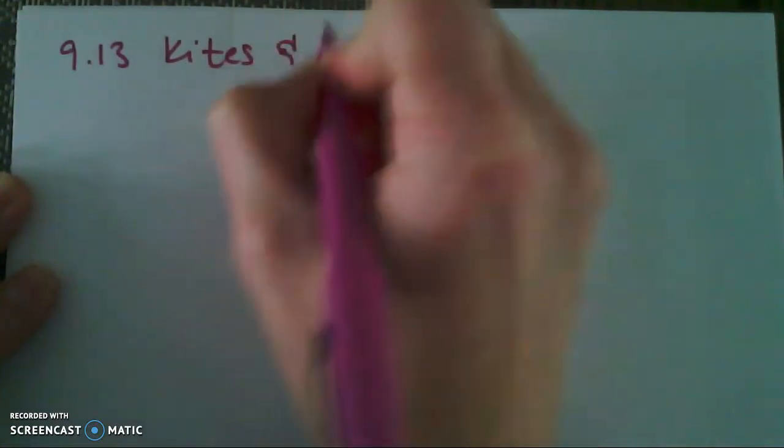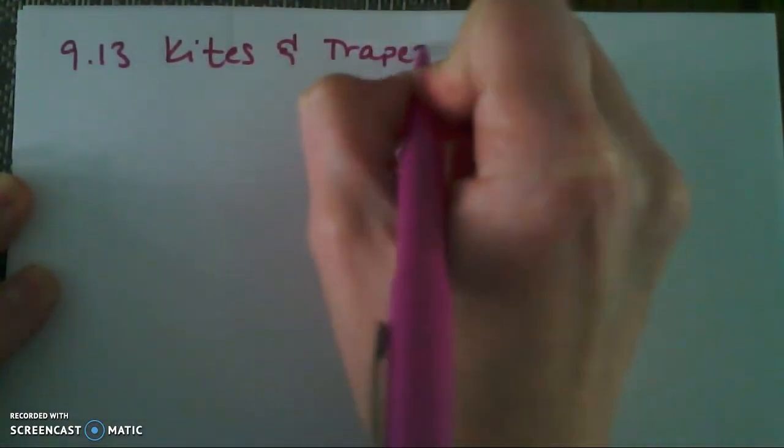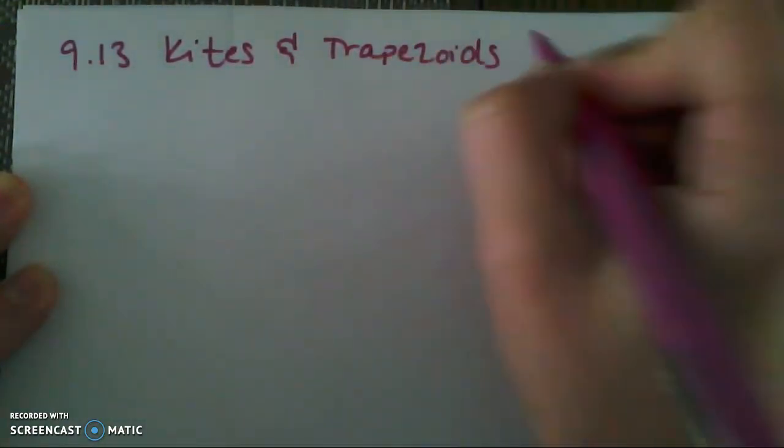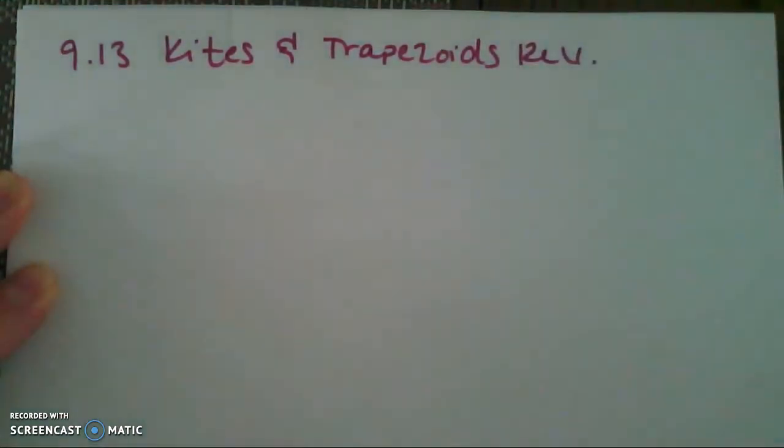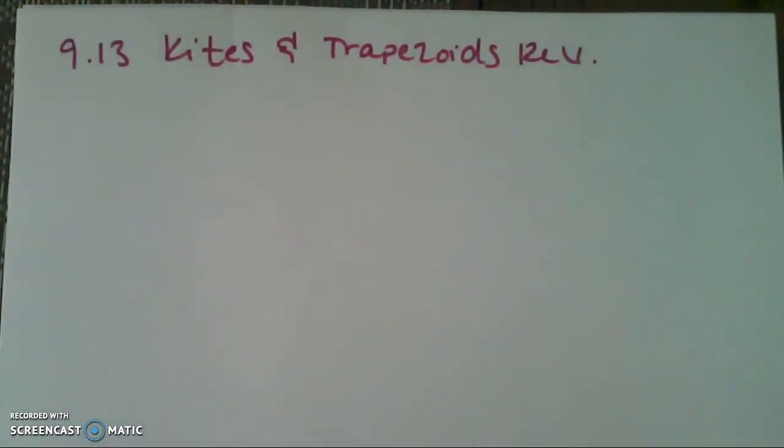Alright guys, so in 913, all we're really doing is a recap of the properties of kites and trapezoids. So if we want to just go ahead and label our notes as 913, kites and trapezoids review, you can. And all you guys need is a piece of paper and something to write with.